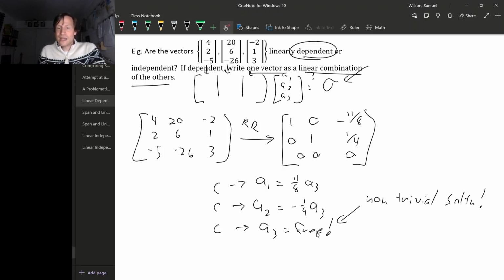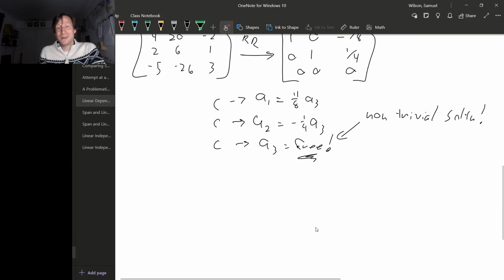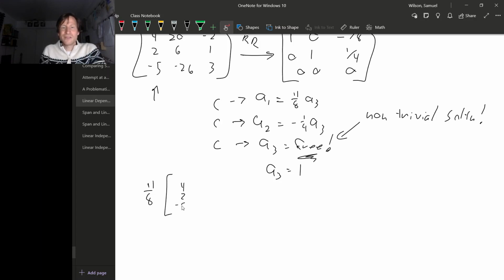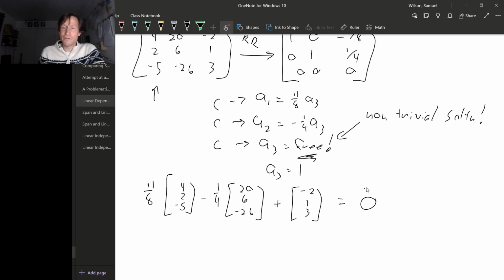So to get a linear dependence relationship, we can just choose any non-trivial solution. So just make a choice for A3. It could be, how about 1? That'll do. So if A3 is 1, that means A1 has to be 11 over 8. So 11 over 8 times our first vector, which is 4, 2, minus 5, plus, so A3 is 1, so A2 is minus 1 over 4, so minus 1 over 4 times the second vector, 26, minus 26, plus A3, which is 1, times the third vector, minus 2, 1, 3. And that's equal to the 0 vector, 0, 0, 0.